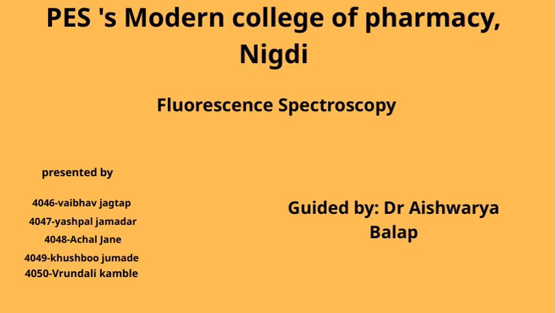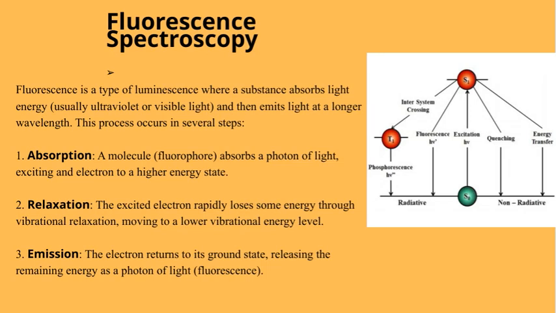Let's get started. Let's take a closer look at fluorescence, which is actually a specific type of luminescence. It occurs when a substance absorbs light energy, usually ultraviolet or visible light, and then emits light at a longer wavelength. This process involves several key steps that are quite fascinating. First, there's absorption. A molecule, often called a fluorophore, absorbs a photon of light. This energy excites an electron, moving it to a higher energy state. Think of it as giving the electron a boost, lifting it up to a more energized level.